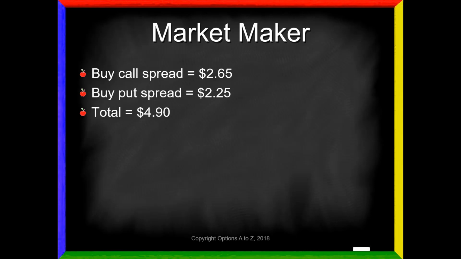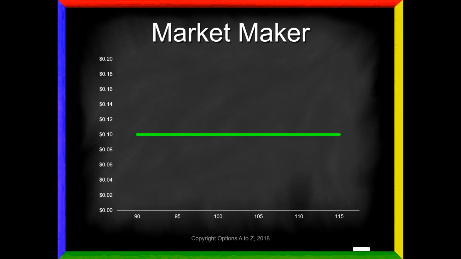So if he buys that box spread, his resulting profit and loss diagram looks like this. It's just the 10-cent profit. And notice it's a flat line. Again, it's an arbitrage. It doesn't matter where the stock price is down here. It's guaranteed to be worth the 10-cent profit at expiration. Well, that's great for the market maker. How is it going to look for you as a retail trader?